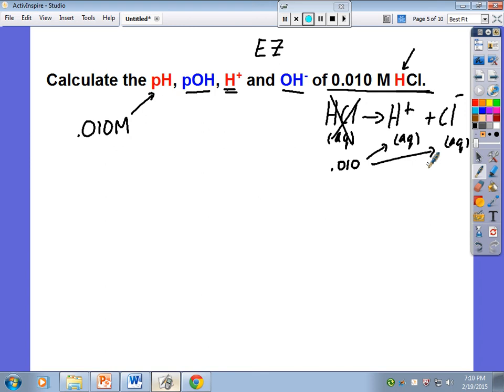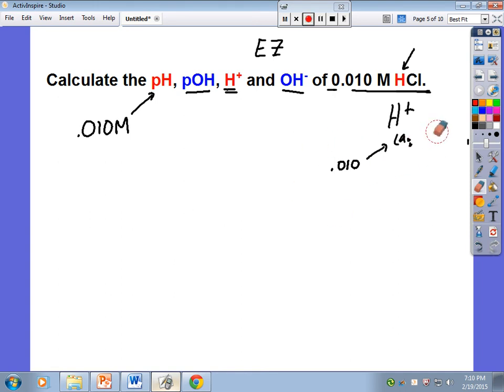And what's important in this? Do I care about the chloride ions? Nope. The HCl is completely gone. I don't care about the chloride ions. So what's that mean? That means I know my concentration of my H plus ions. So don't I already know the concentration of my H plus? I'm going to write that over here. H plus is equal to 0.010 molar.